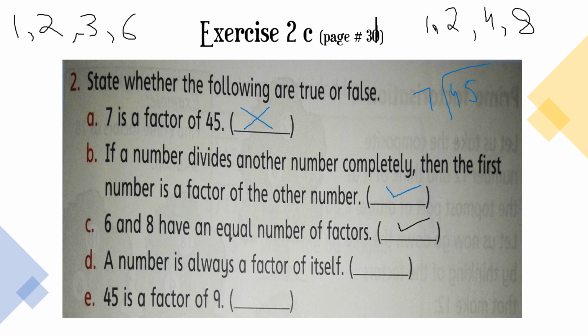A number is always a factor of itself. Yes, it's true. These 2 points are very important: a number is always a factor of itself and 1 is a factor of every number. Okay, the last one is 45 is a factor of 9. No, it's false. How can 45 be a factor of 9? 9 is a smaller number and 45 is a bigger number. So 45 cannot divide 9. So it's not a factor of 9. It's false. Now let's do another question.